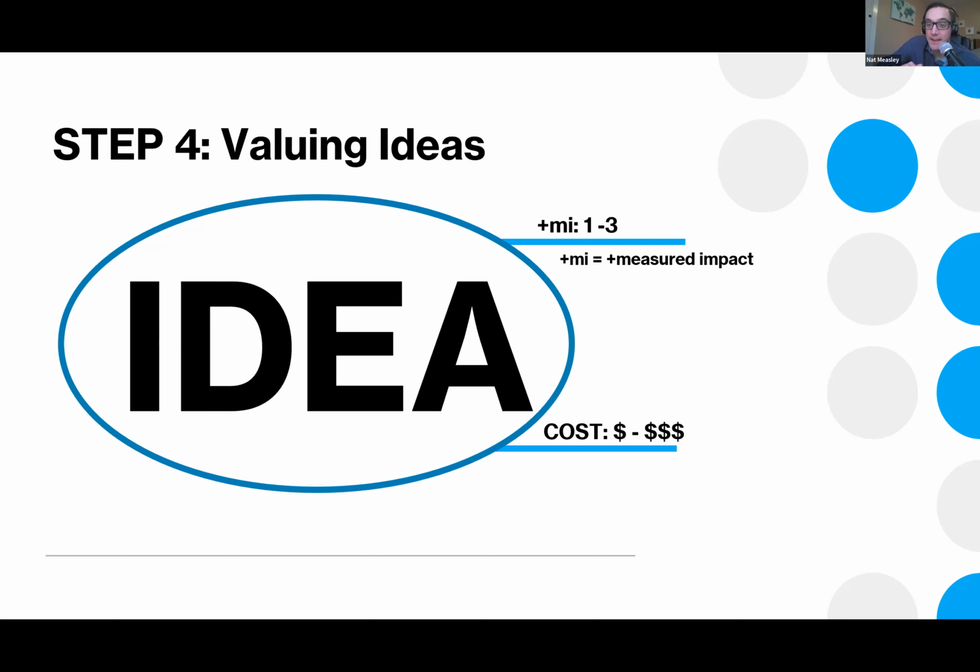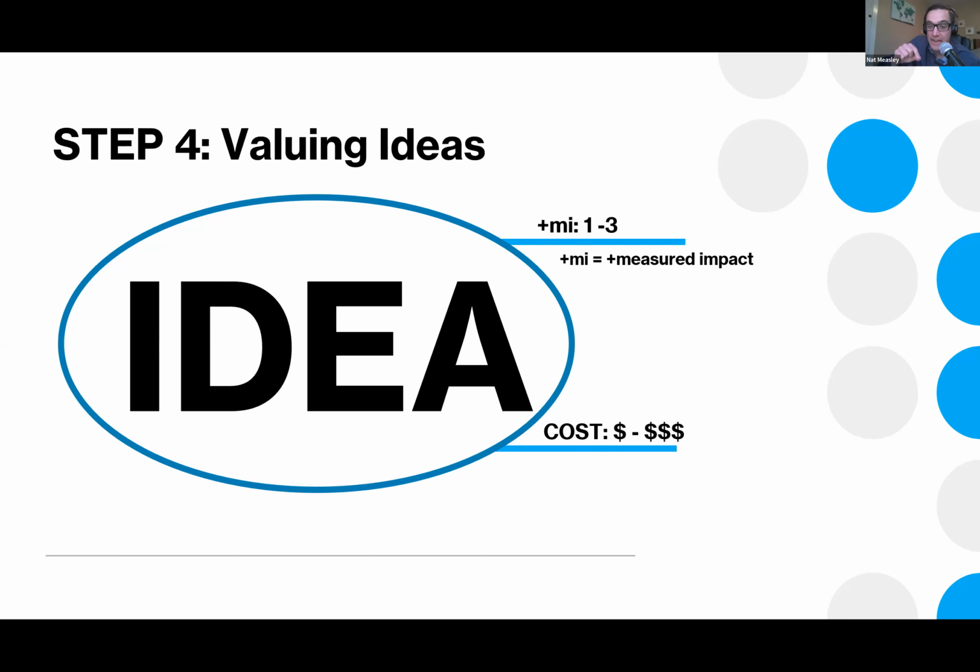On the bottom line, we want you to add a cost to your idea. So you may have come up with an idea that's incredibly expensive. If that's the case, we want you to give your cost score three dollar signs on that bottom line. If you came up with an idea that's low to zero cost, we want you to put a single dollar sign. Some cost involved, maybe two dollar signs there.